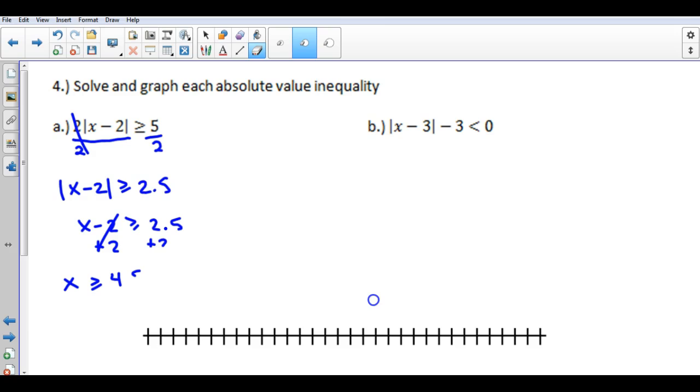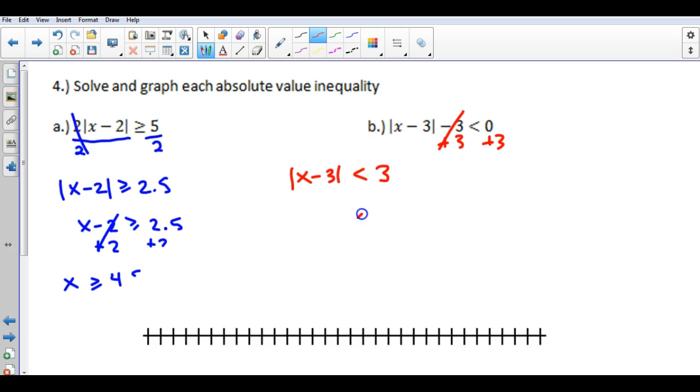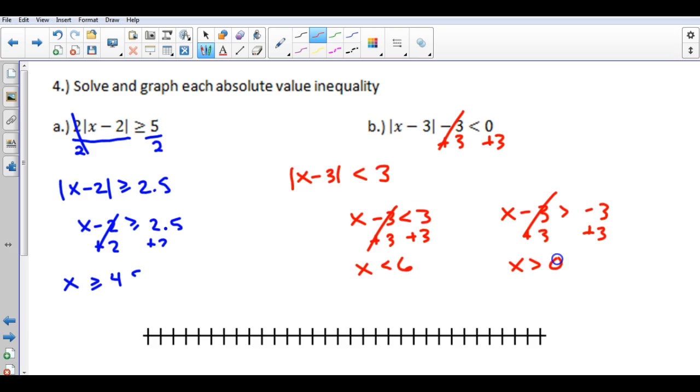And this one, you're going to have to add 3 first to both sides before we can break this up into two separate inequalities. So I get the absolute value of x minus 3 is less than 3. So what I'm going to do now is break this up. x minus 3 is less than 3, and I'm also going to have x minus 3 flip the sign so it's greater than, and then change the sign so that it's negative. And what I'm going to do here is add 3 to both sides. So I'm going to get x is less than 6, and then I'm going to add 3 to both sides over here and get x is greater than 0.